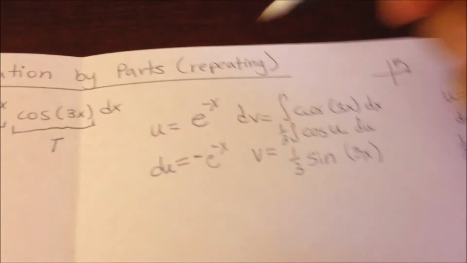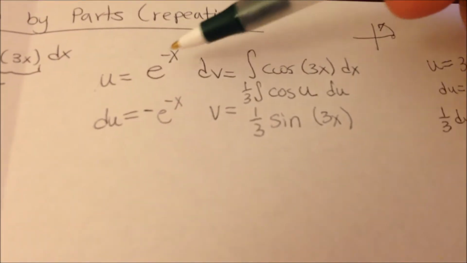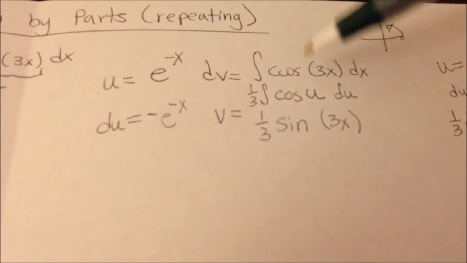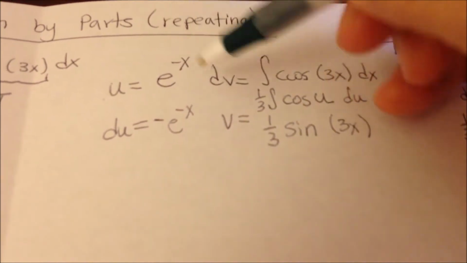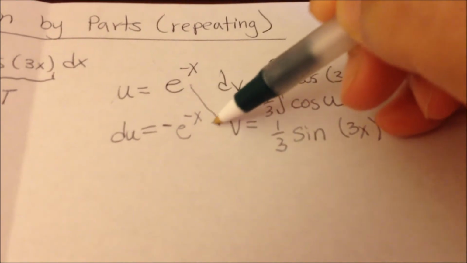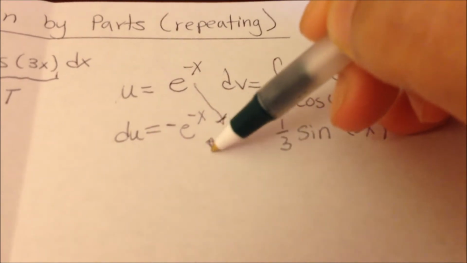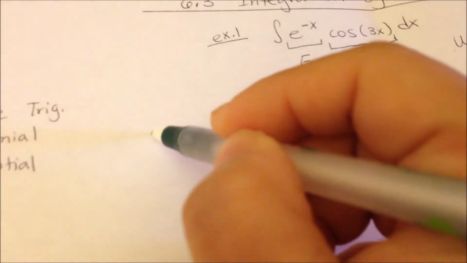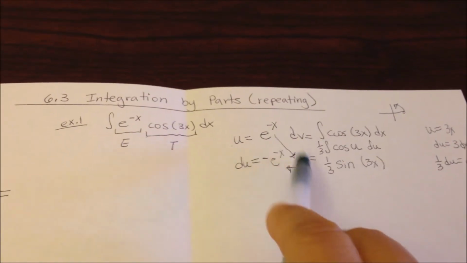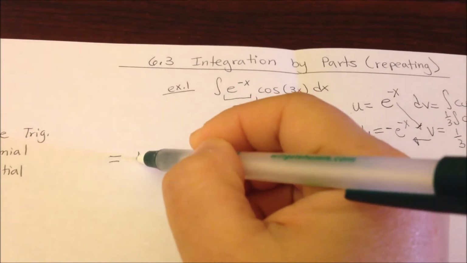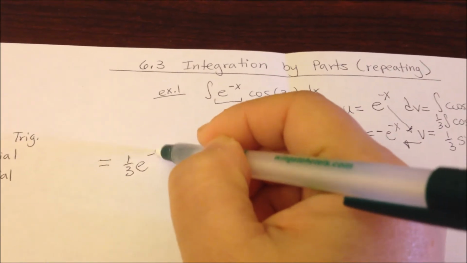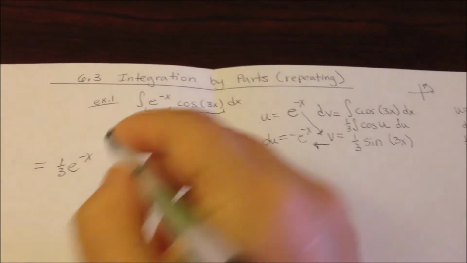Okay, so we have a lot of things going on. We take the derivative, and then we also have the integration with the u sub. So you've got to do everything that we've known now. We go ahead and multiply across and over. So let's set that up right here. I have equals 1/3 e to the negative x, and then we have a sine 3x.